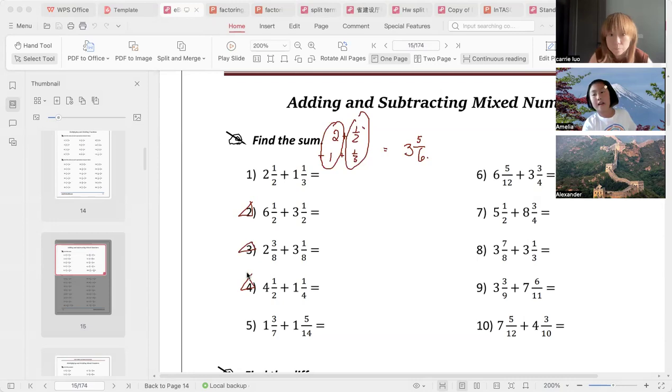So, do we send you the answers in chat? Yes, please. I can't see number 4 like the last. 4.5 plus 1 1/4.